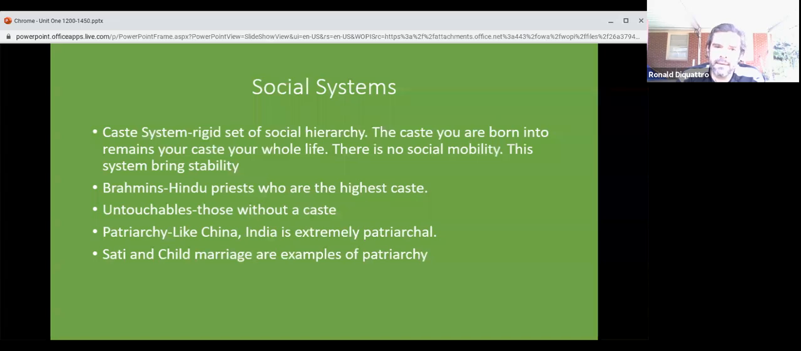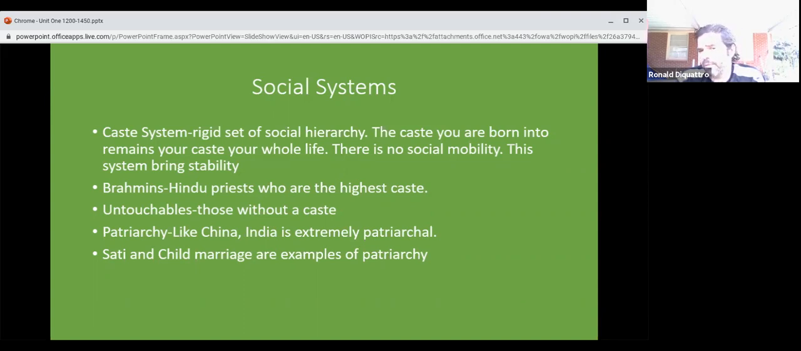Patriarchy is a thing in South Asia. The only region in the world that can rival East Asia for how patriarchal they are is South Asia. There are two examples of patriarchal practices that you see. First one is sati.